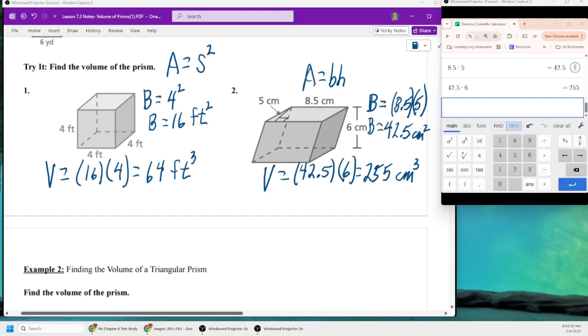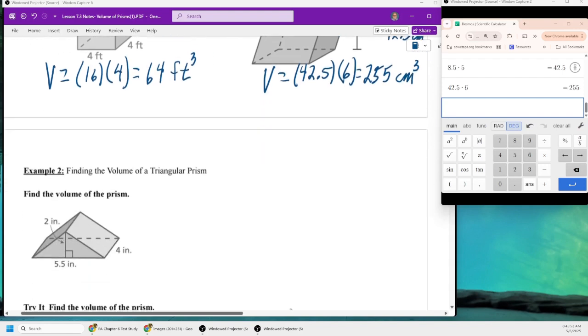Easy as pie, right? Easy. I meant this one.